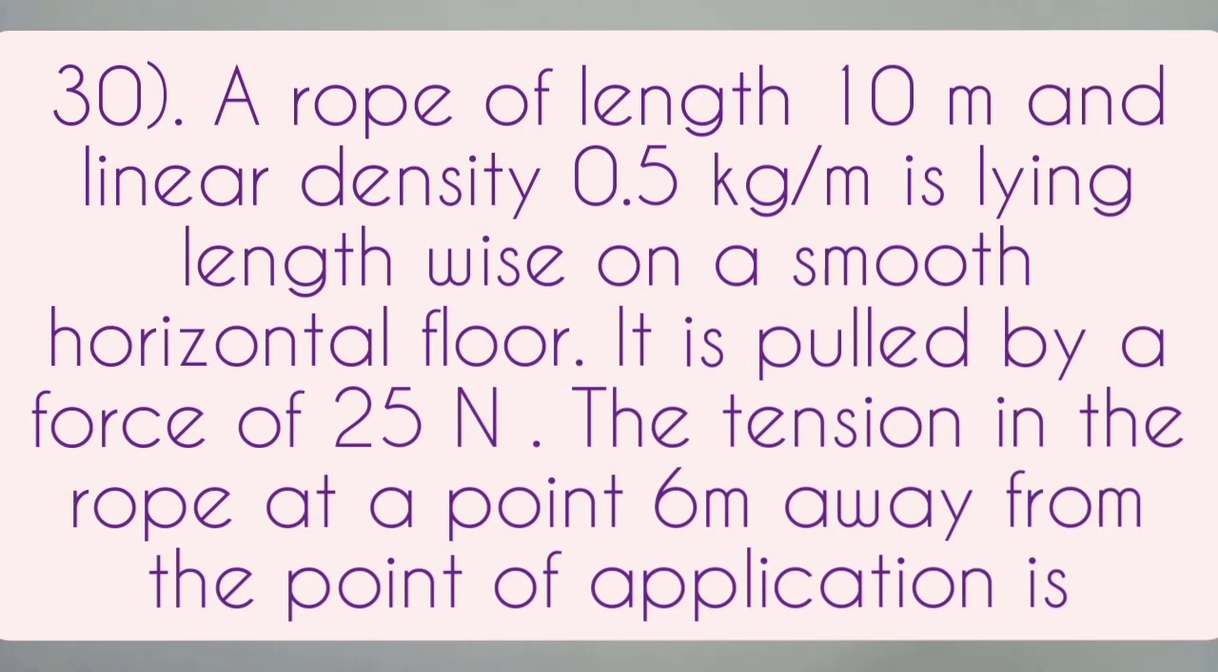Next, 30th problem. A rope of length 10 meter and linear density 0.5 kg per meter is lying lengthwise on a smooth horizontal floor. It is pulled by a force of 25 Newton. The tension in the rope at a point 6 meters away from the point of application is.